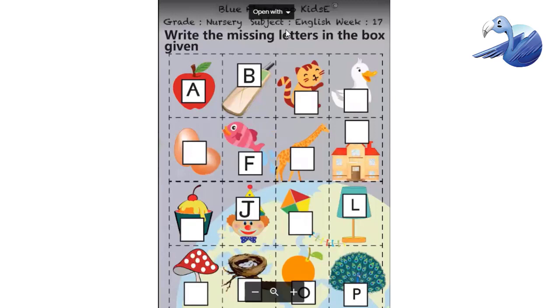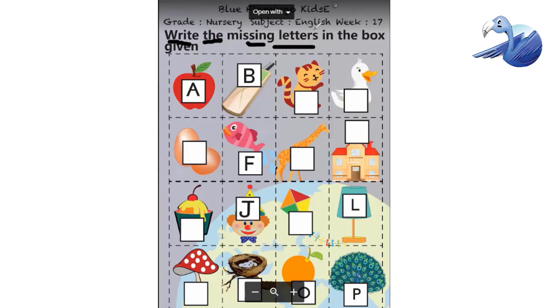This is our English worksheet, students. What you have to do in this worksheet is write the missing letters. That means the letters which are not present in the worksheet, we have to write in the box given.